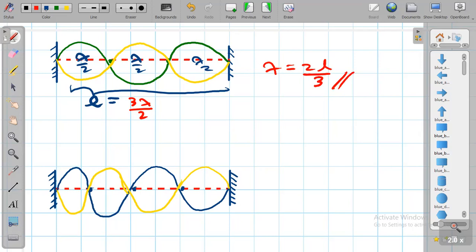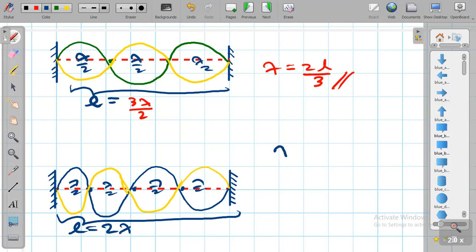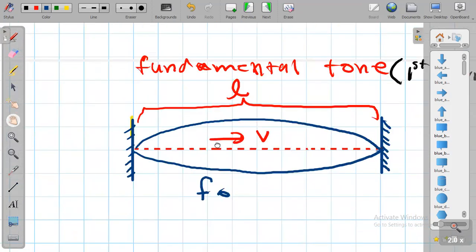Very simple. The very next one: lambda over 2, lambda over 2, lambda over 2, lambda over 2. That means the whole length is what? 2 lambda. Now lambda is L over 2. Really very simple to understand. If you don't understand, just pause the video, go back and see that.